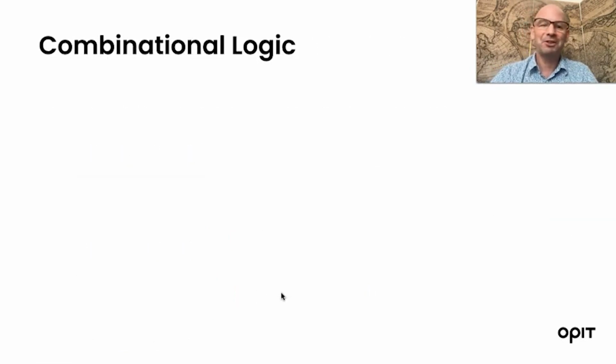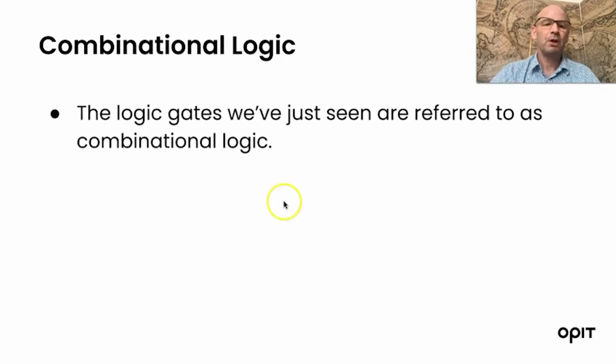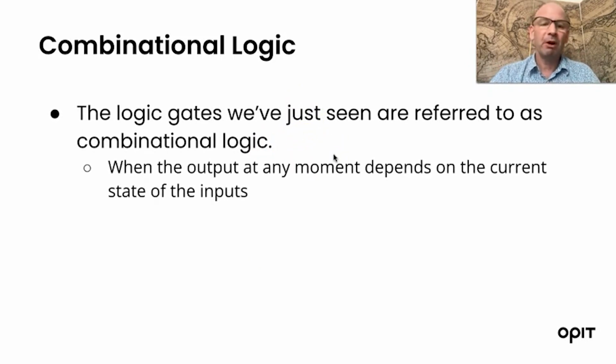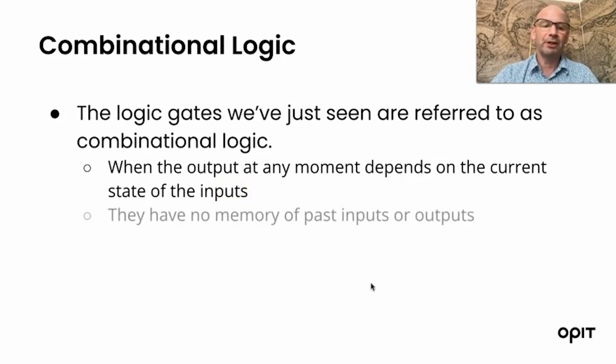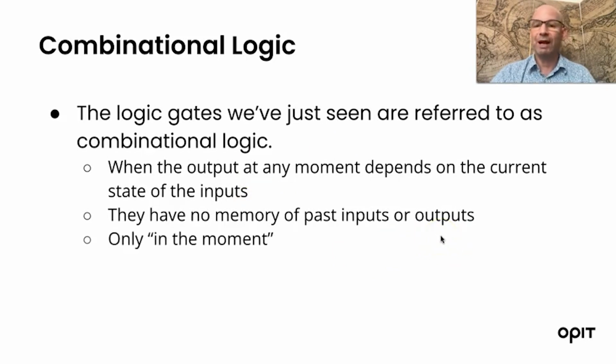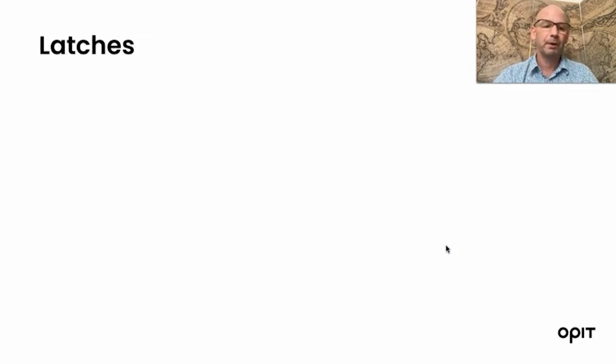Let's look now at combinational logic. So the logic gates we've just seen are referred to as combinational logic. That example is a combination of gates, and our truth table becomes a little bit more complex to understand. When the output at any moment depends on the current state of the inputs, then that's combinational logic. So they have no memory of past inputs or outputs. Only in the moment. So whatever's coming in goes through our combination of gates, our combination of logic, and produces some sort of an output.